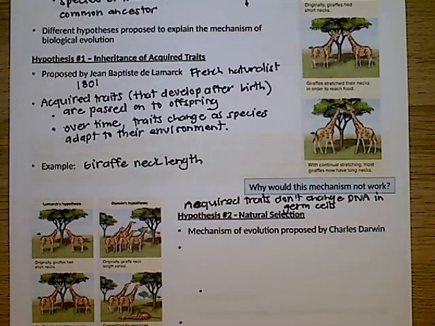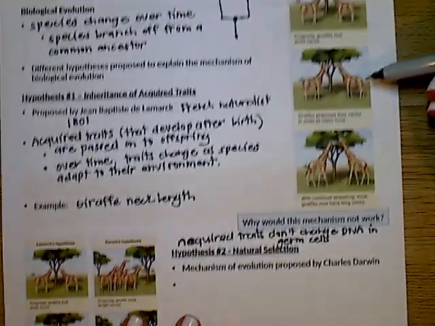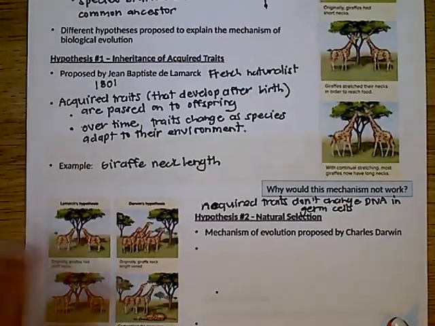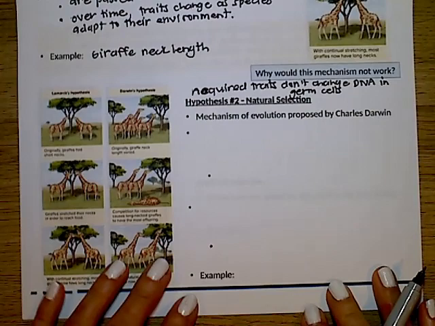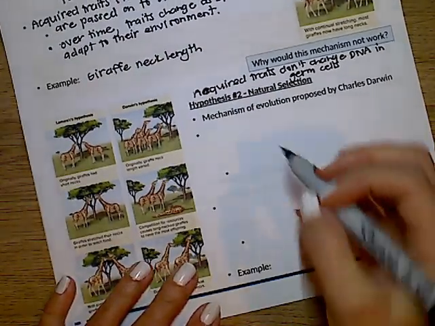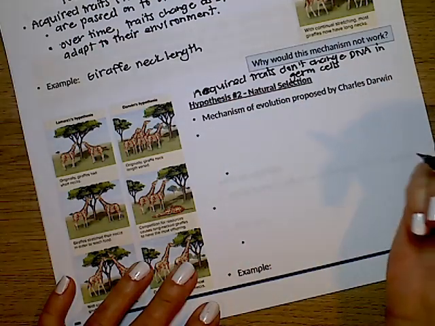Again, the ability that I have to play the piano, that's a trait that I have, but it's acquired. Even though I learned before I had kids, doesn't mean that my kids are going to inherit that trait, because it doesn't change anything in my DNA, in my germ cells. So just because these giraffes develop the ability to stretch their necks and get the food, doesn't change anything in their DNA. Hypothesis number 2, natural selection proposed by Darwin, says that some individuals are better able to survive and reproduce.